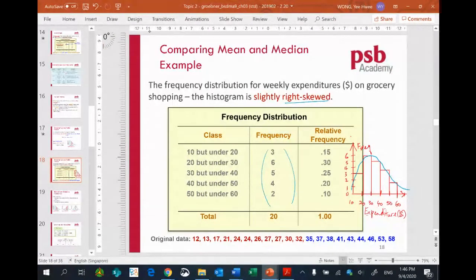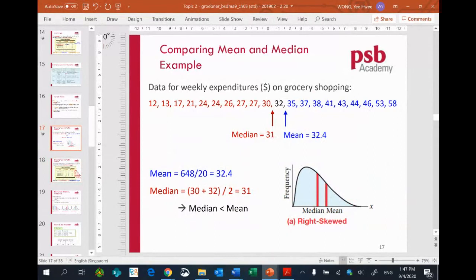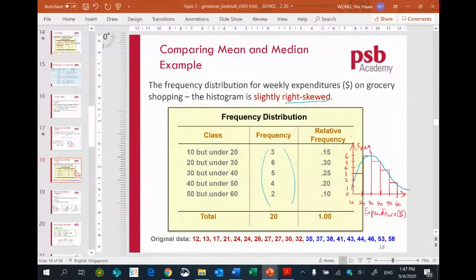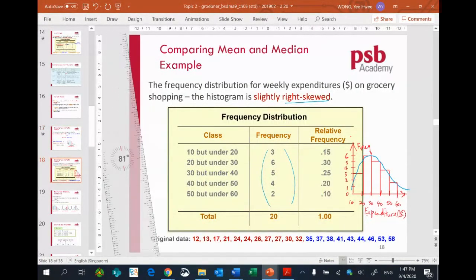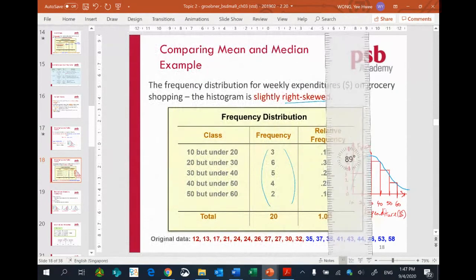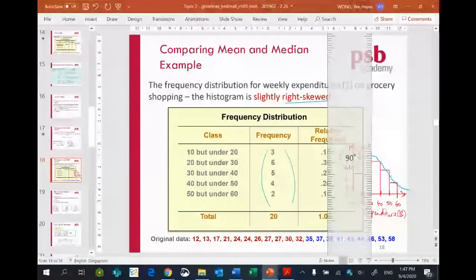Now, this is the original data at the bottom here. So let's find out what the mean and the median are. You just add all the numbers and find the average, the mean. I have it in the previous slide. The mean comes out to be 32.4. The median is 31. Okay, so if I were to indicate it here, so let's say this is the 31 and 32.4, right? So 31 is very close to here. It's probably just here. This is 31.